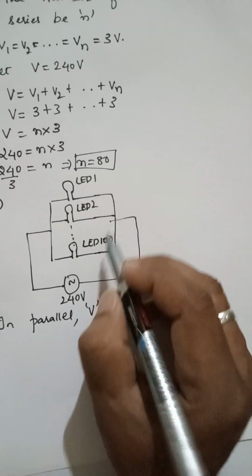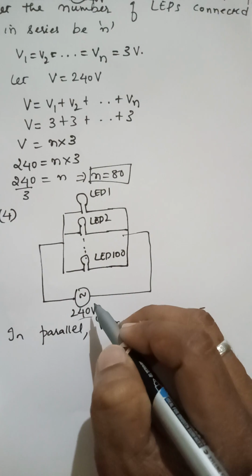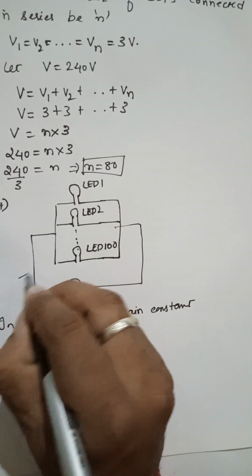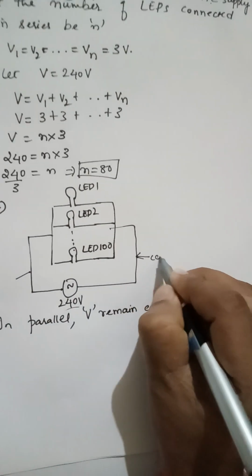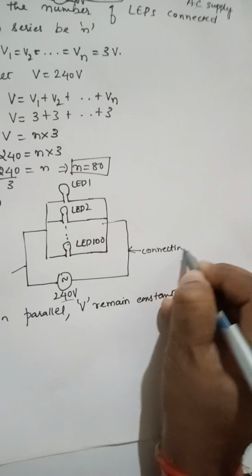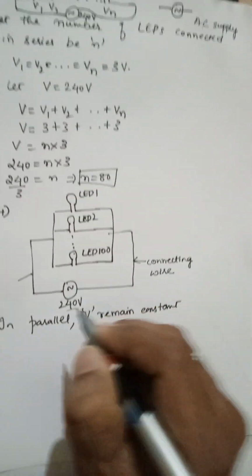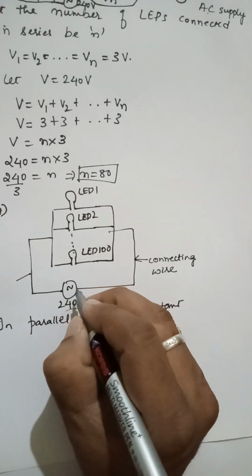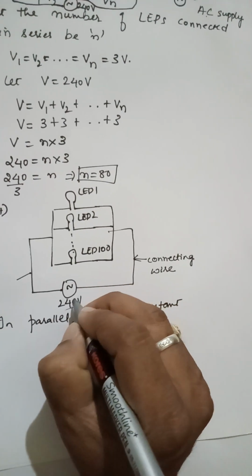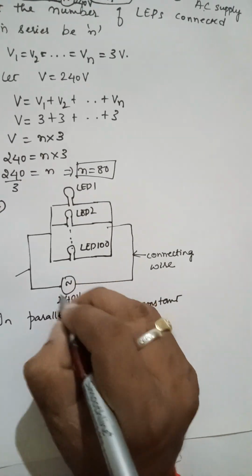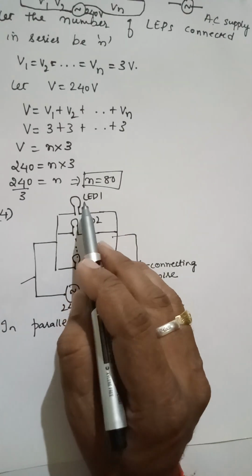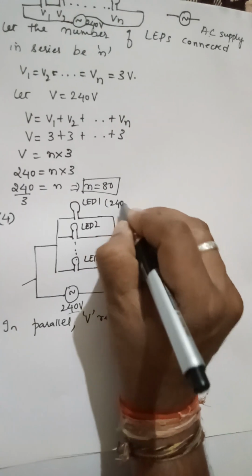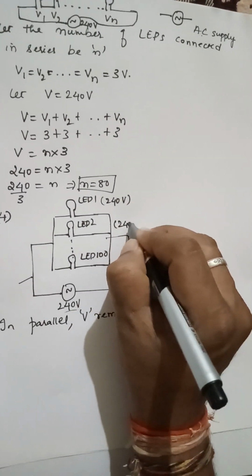And how much is that? It will be equal to 240 volts. How can we say it is 240 volts? Through the connecting wires, as you know, the potential difference drop or voltage drop is negligible. So the 240 volts voltage of the power supply will appear across each of these LEDs. Each of the LEDs will get a potential difference of 240 volts.